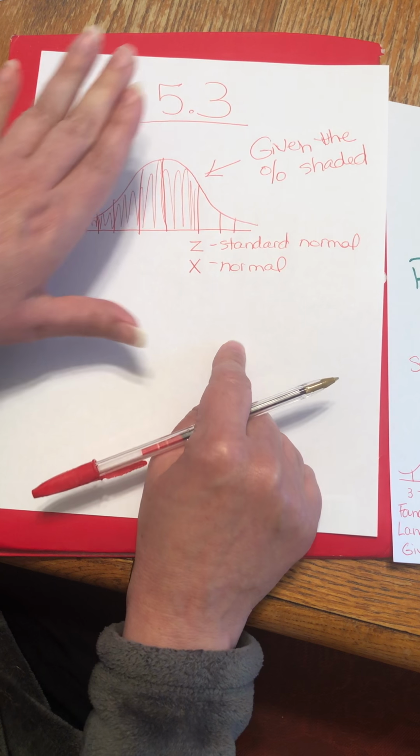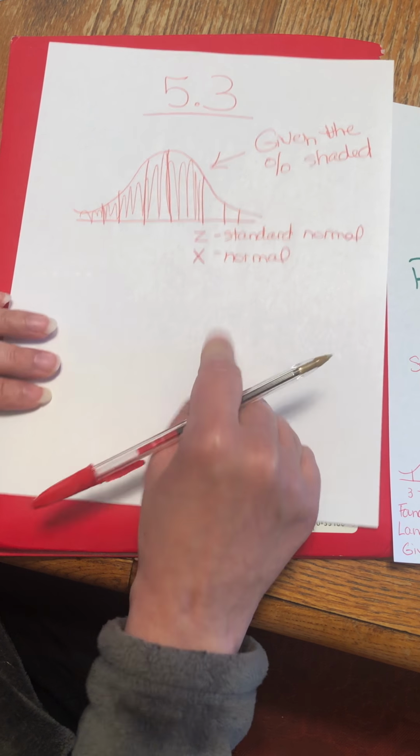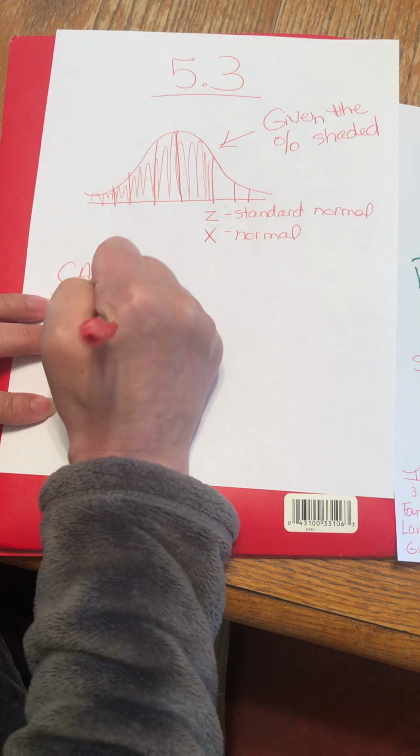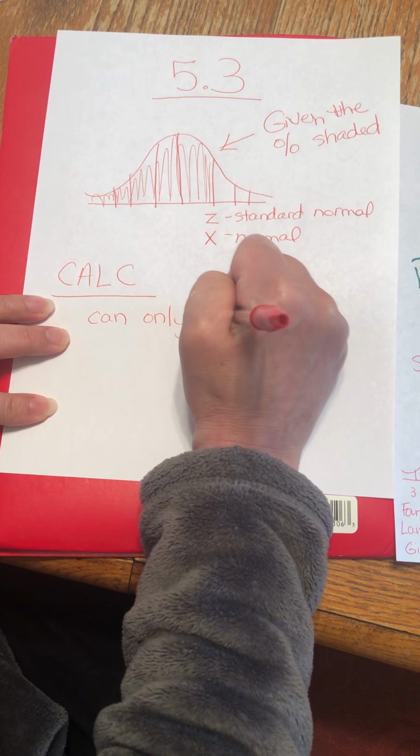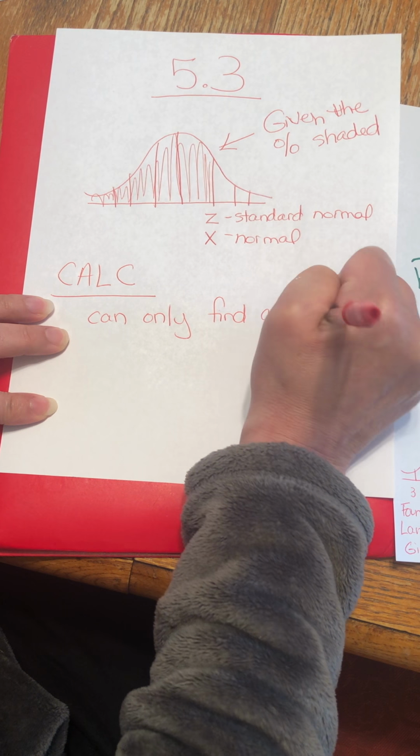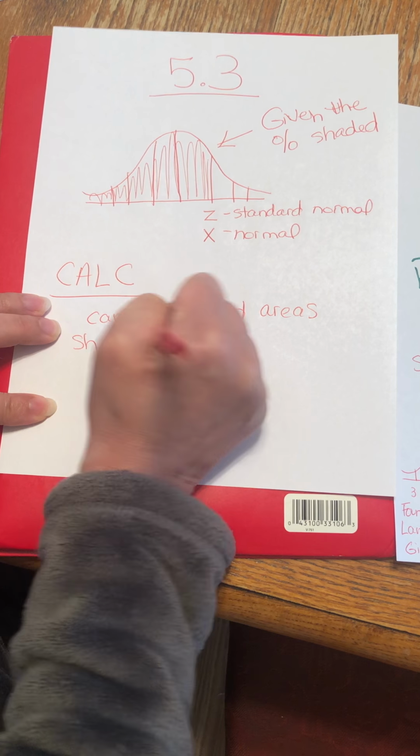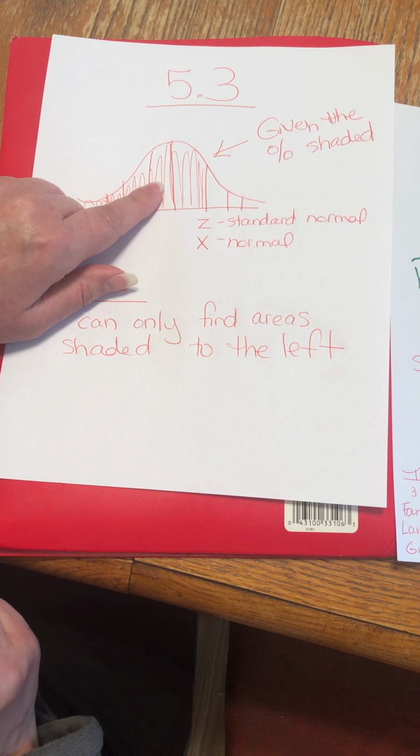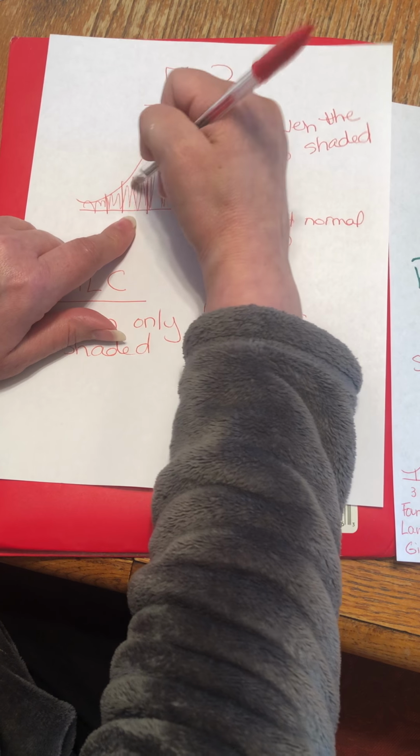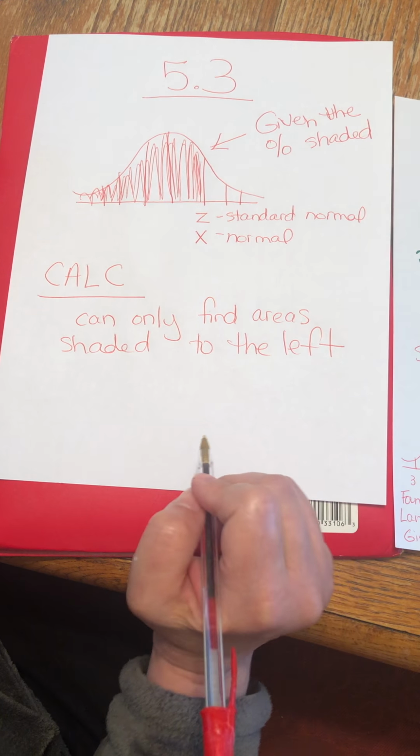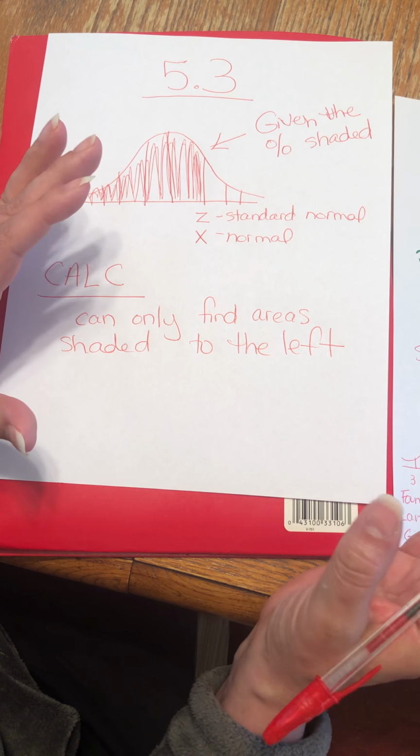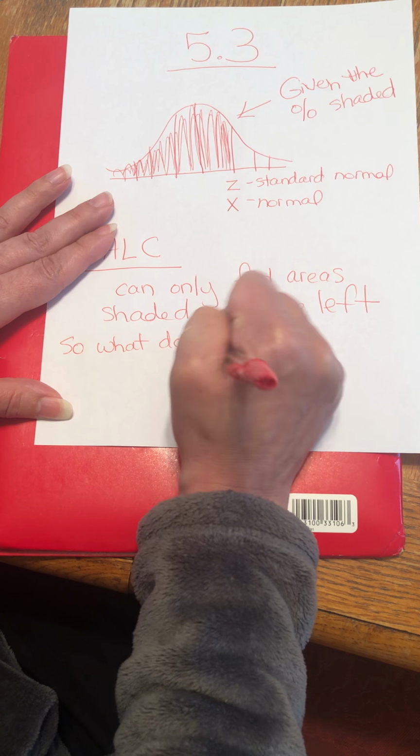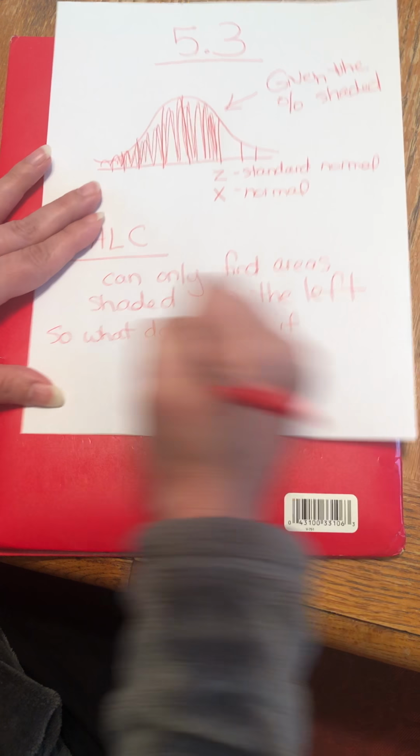The problem is, these are not as easy to do on the calculator, because the calculator can only find areas shaded to the left. So it can only find if you've already been given shaded to the left. But we learned in 5.1 and 5.2 that we can also shade to the right. So what do you do if it's shaded to the right?